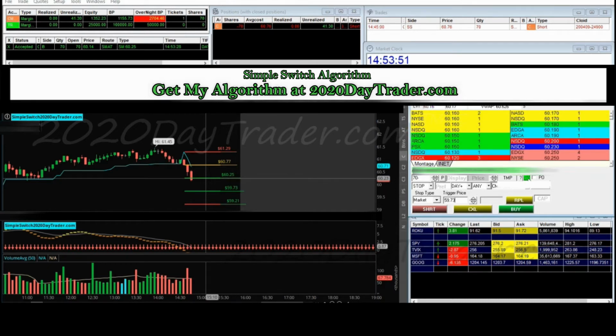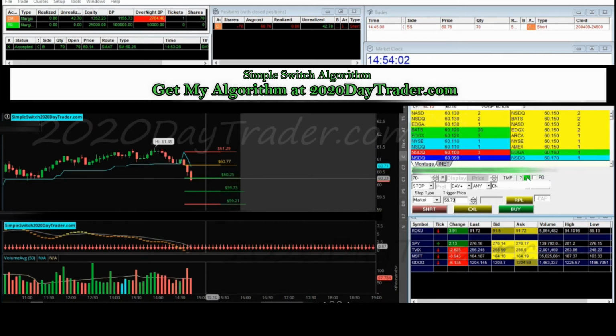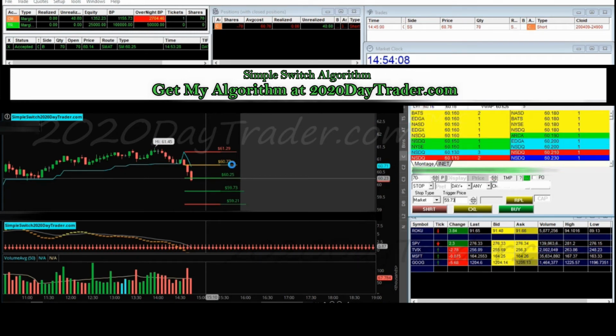So you can see when I entered this trade, I knew where my exit was. I was able to do risk management because I knew exactly where it was going to be if I was wrong. I knew the exact spot where I was going to get in. It takes away the emotional game of, should I get in? Should I get out? Where should I be? Forget about it. The algorithm switches.